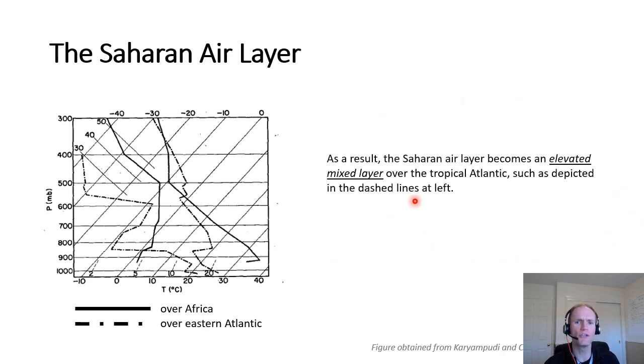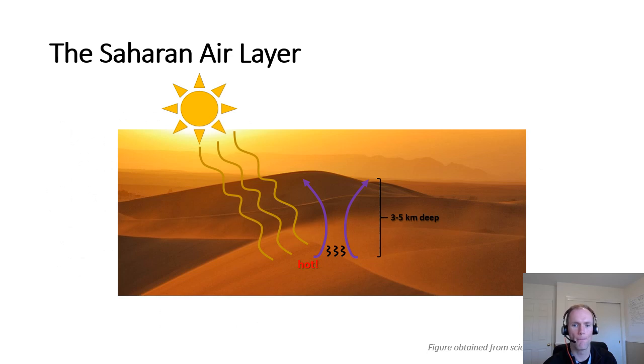So as a result, as this Saharan air layer is advected from Africa toward the Atlantic Ocean and ascends, it becomes an elevated mixed layer. It is a deep mixed layer over Africa, but one that's rooted at the surface. Whereas over the Atlantic Ocean, it becomes an elevated mixed layer, again with a potential temperature that's roughly constant and mixing ratio that's roughly constant over the depth of that vertical layer.